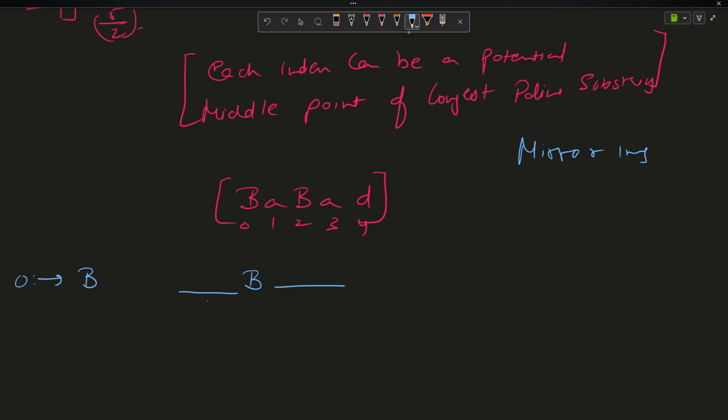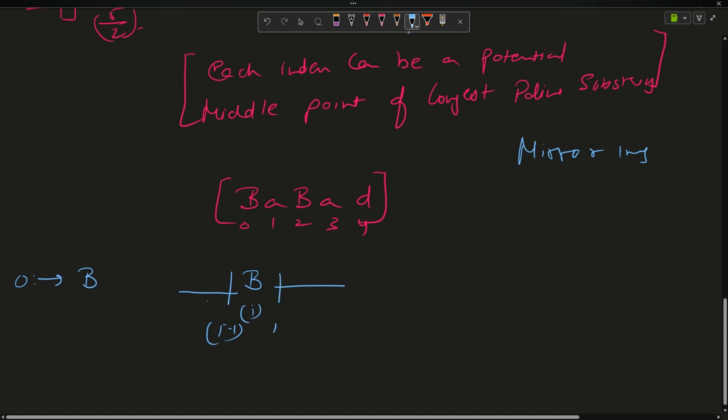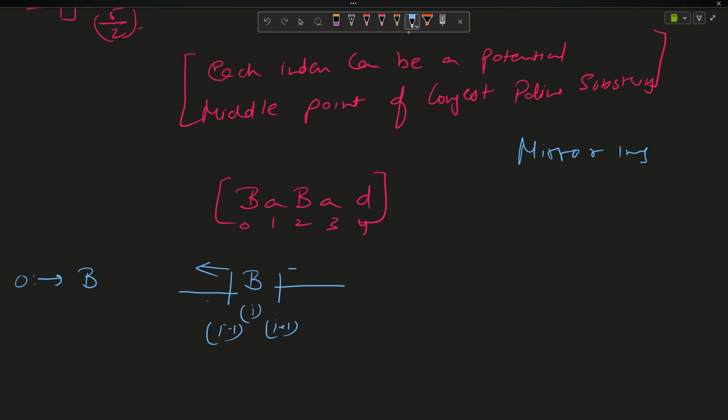This is my index I. I will keep a pointer at this position, that is I minus 1. I will keep another pointer at this position, that is I plus 1, and start traversing this pointer here and this pointer here. Whenever they don't equate with each other, that means suppose this pointer is my left and this pointer is my right. Now, what is the longest length of palindromic substring they can give?